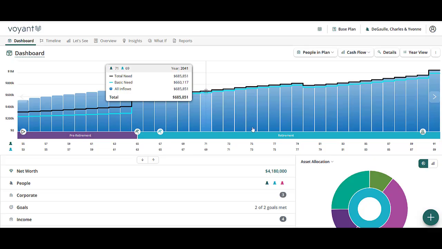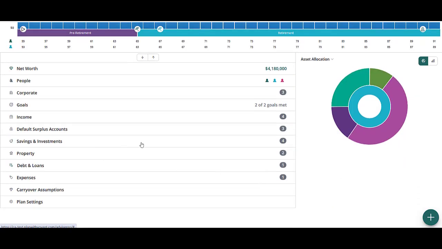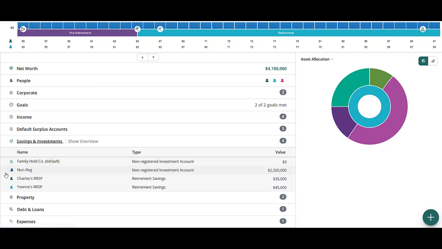So I'm going to start by showing you this client's plan as they are today. So this is their base plan. They have a current net worth of $4.1 million. This is all of their assets, both liquid and illiquid. Their primary asset in a liquid form is this non-registered account and their business.